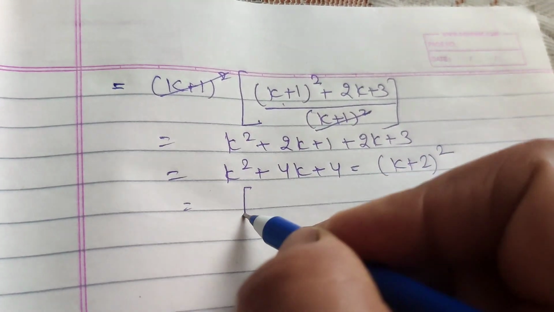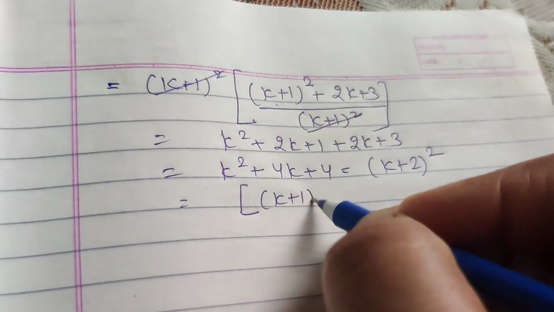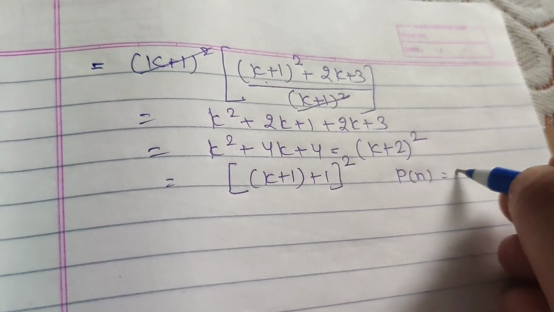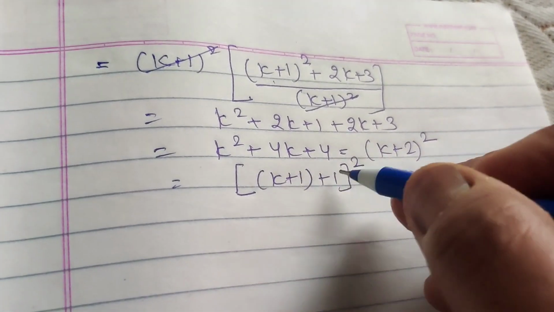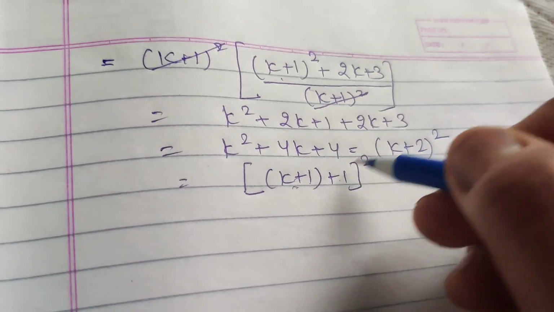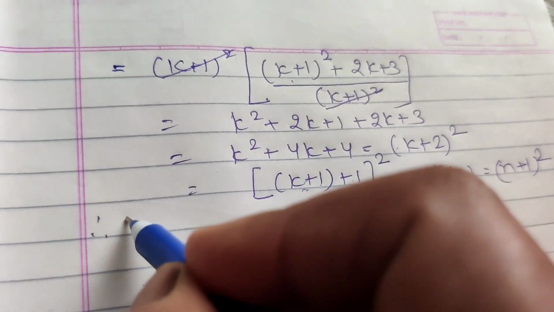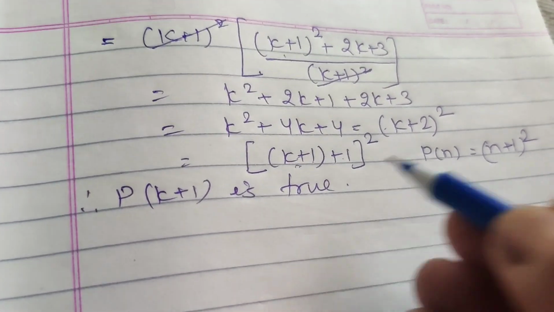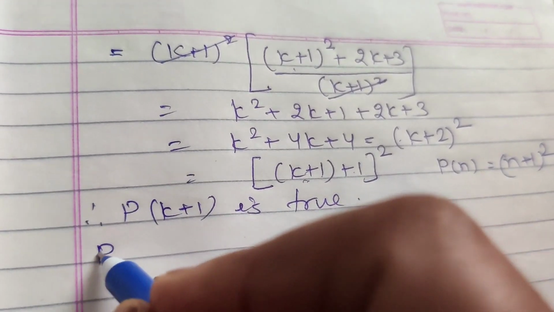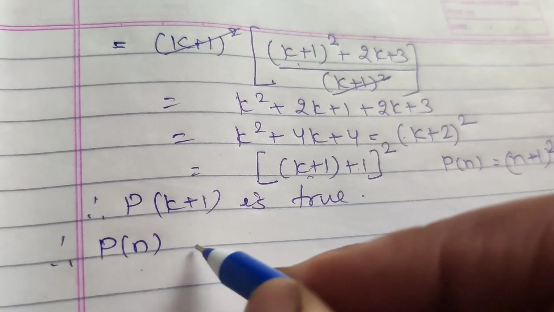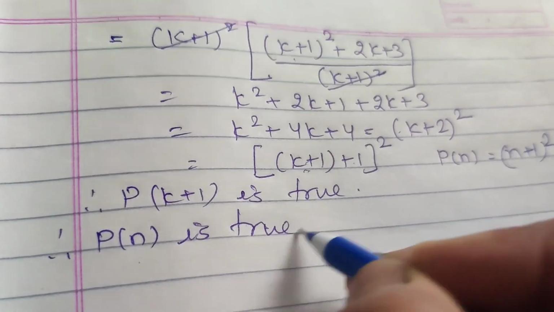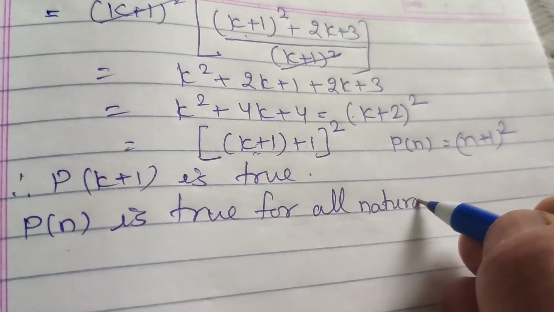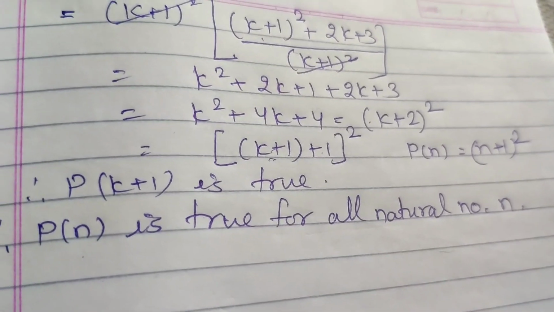It means it is equal to (k plus 2) whole square. So we can write in the form of n plus 1 means k plus 1 whole square. The sum of the n terms is (n plus 1) whole square, and the sum of k plus 1 terms is (k plus 1) whole square. Therefore, the induction is true. Okay. Therefore, Pn is true for all natural numbers n.